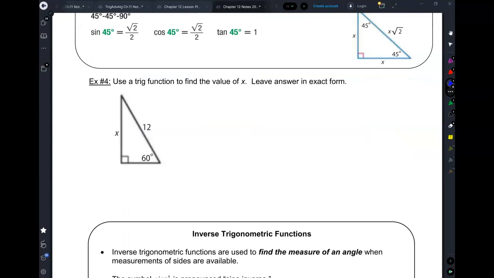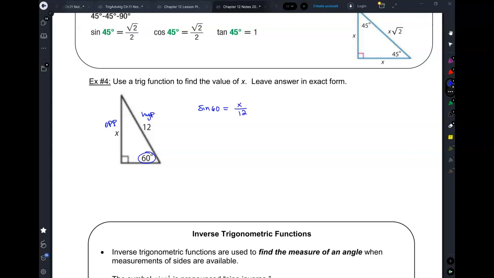So take a look at this one. It says, use a trig function to find the value of x. Okay, so we are given an angle of 60 degrees. We're given the opposite, and we're given the hypotenuse. So let's write sine of 60 is x over 12.